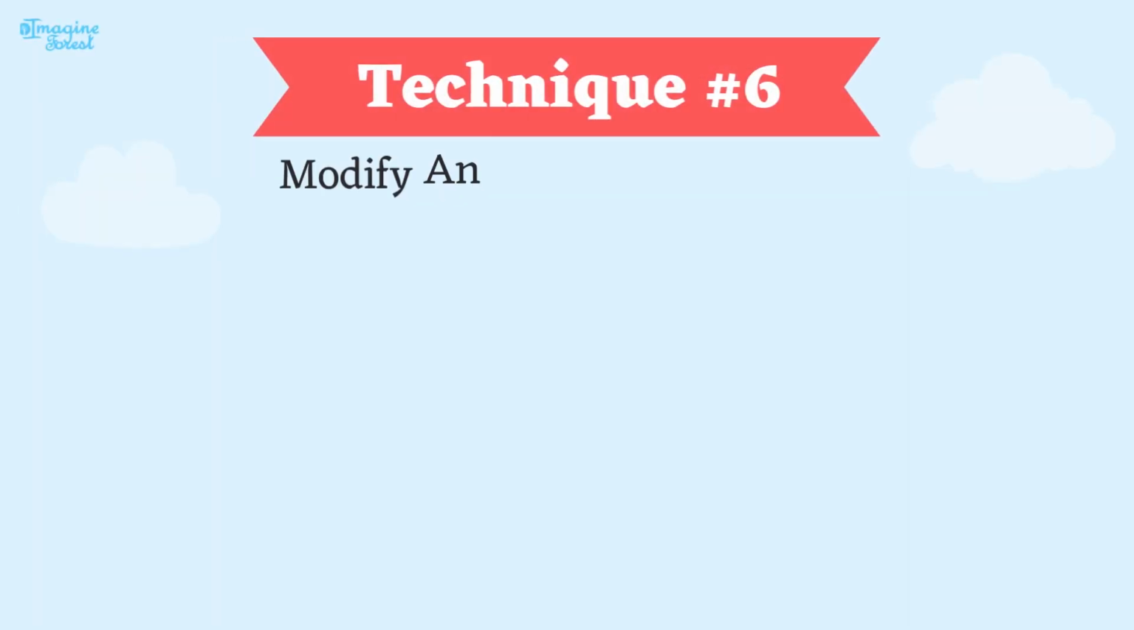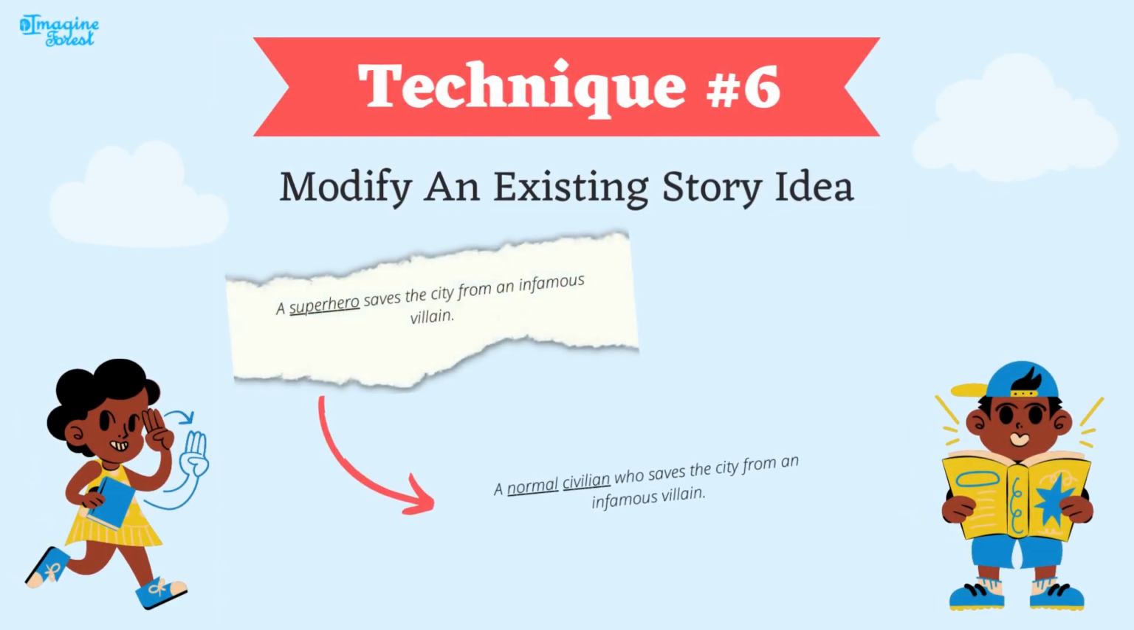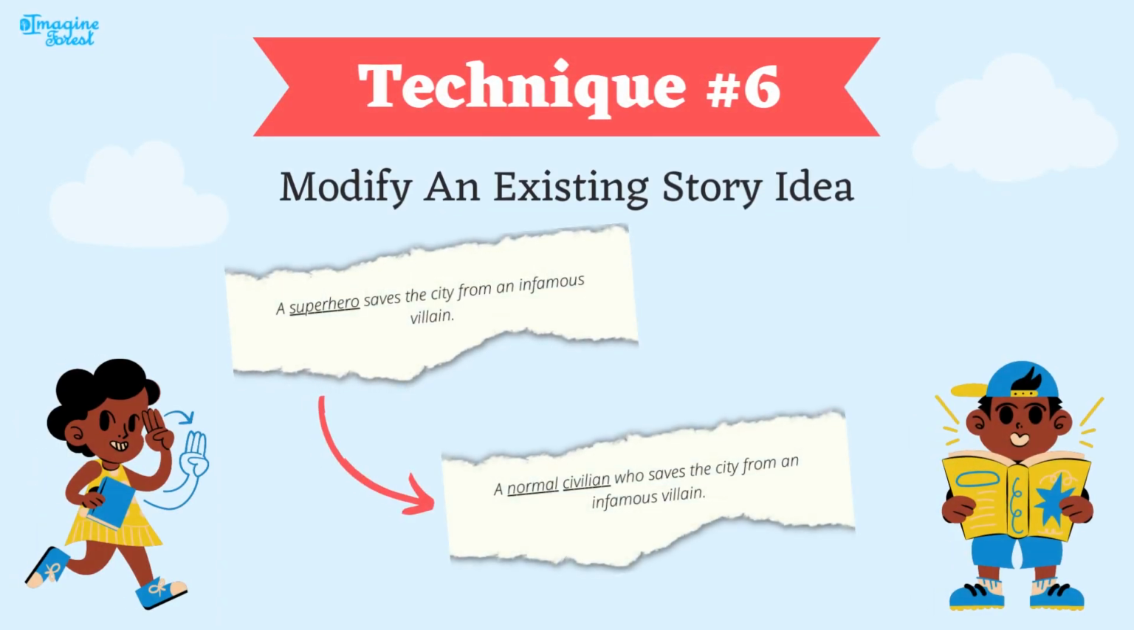Technique 6. Modify an existing story idea. Think of a book or movie that you really love, and note down the main plot idea. Then you can change the plot idea slightly, or a lot to create a whole new story idea. For example, a superhero saves the city from an infamous villain. You can change this story idea into a normal civilian who saves the city from an infamous villain.